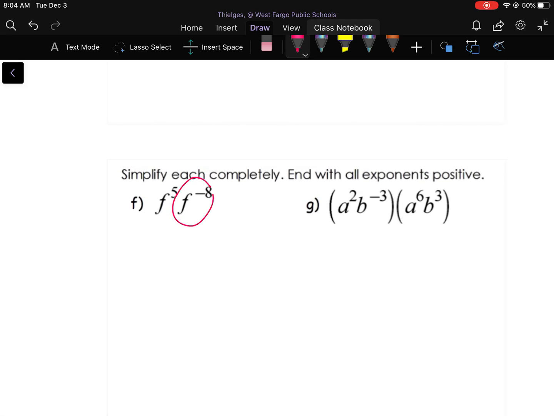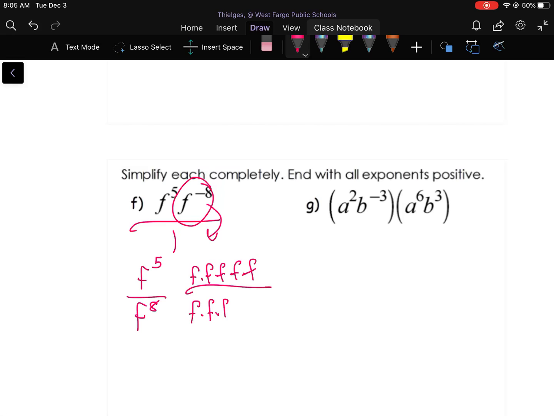I could move this fraction down, go f to the 5th over f to the 8th. Now if I write all 5 f's, there's 5 on the top, so f times f times f times f times f. Do the same thing on the bottom, but do it 8 times. You get the idea. I got 5 that will cancel out, and we got f to the 3rd left over. So 1 over f to the 3rd.